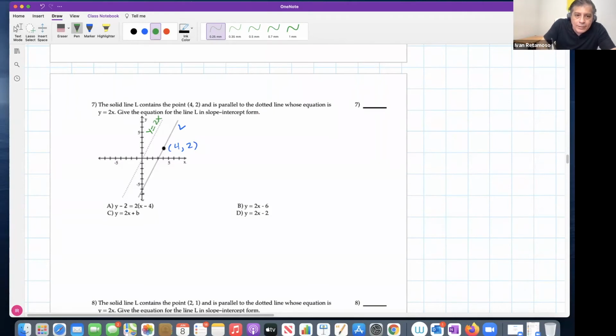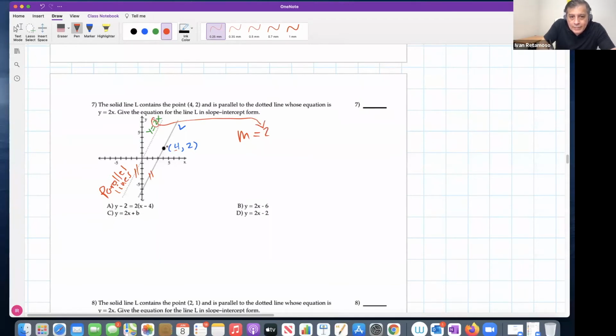Okay, notice visually you can see that these two lines are parallel. Look, they never meet when extended. So parallel lines, right? Therefore you say, okay, the slope that I'm going to work with should be just this guy, 2.